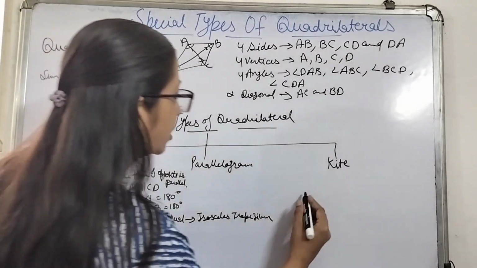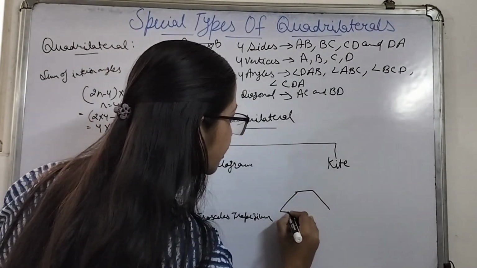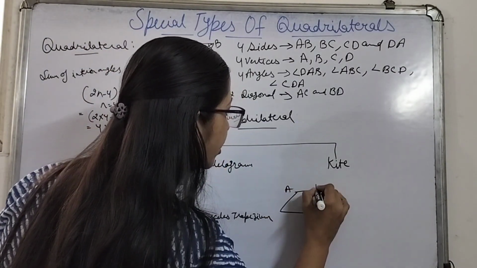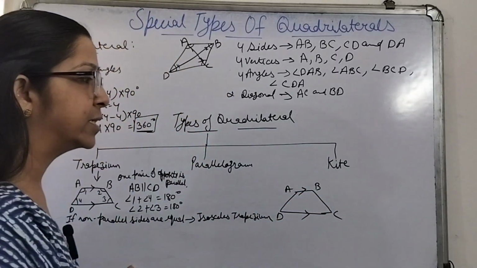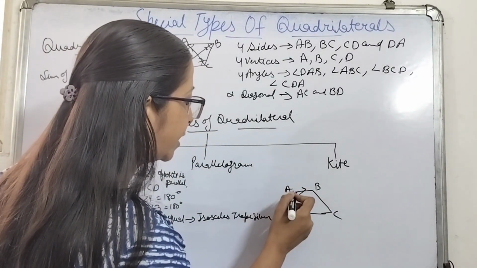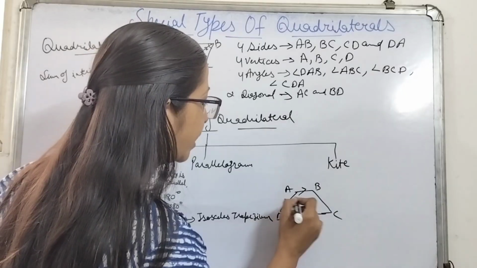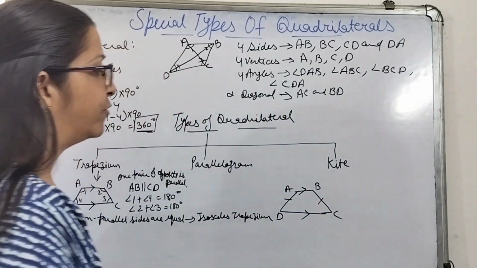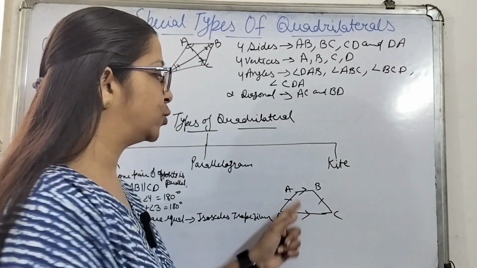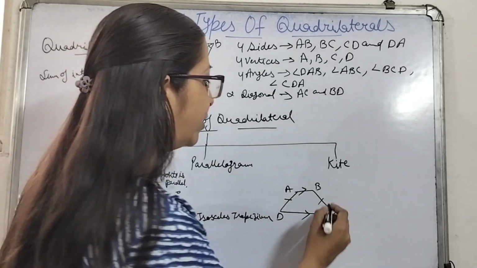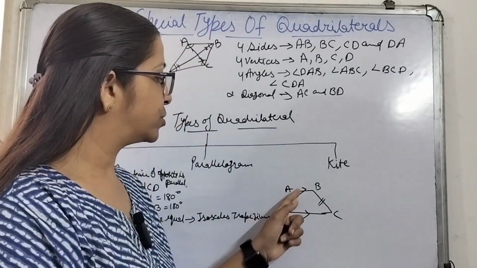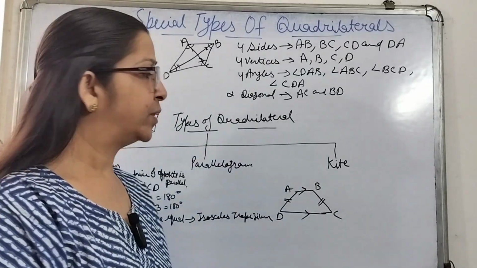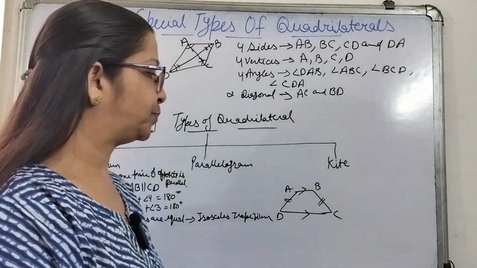So how will the figure look? This is a trapezium. Suppose this is A, this is B, this is C, and this is D. AB is parallel to CD, and the non-parallel sides are AD and BC. So AD is equal to BC. Whenever we make these arrows, this shows that these lines are parallel. And when we make marks like this, either one line or two lines, this shows that AD is equal to BC.